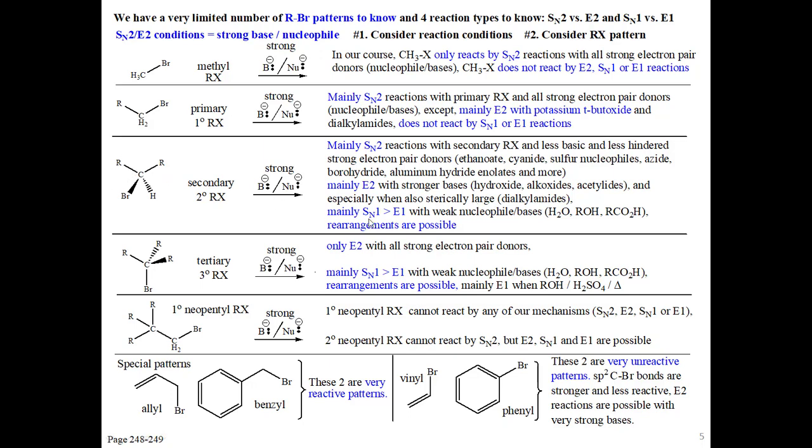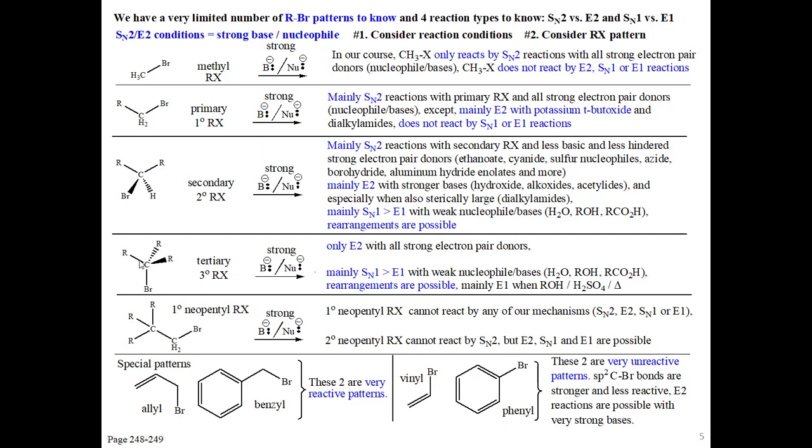Secondary can undergo SN1 and E1 when there's a weak nucleophile. For us, that'll be water, alcohol, and simple carboxylic acids. We're going to eliminate the carboxylic acids just to keep life a little easier. We'll mainly look at water and alcohols. A complication of these reactions will be rearrangement, but we'll talk about that later.